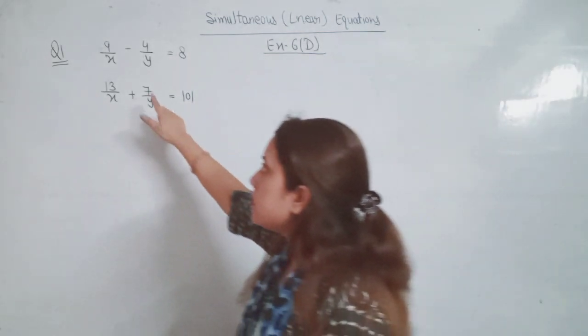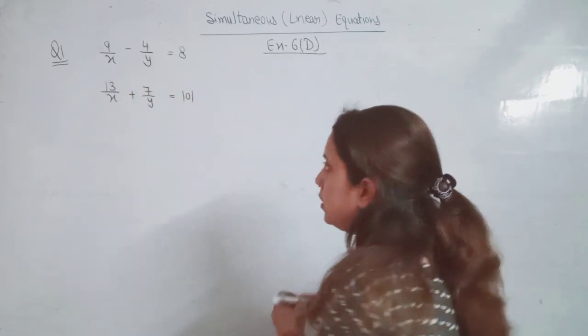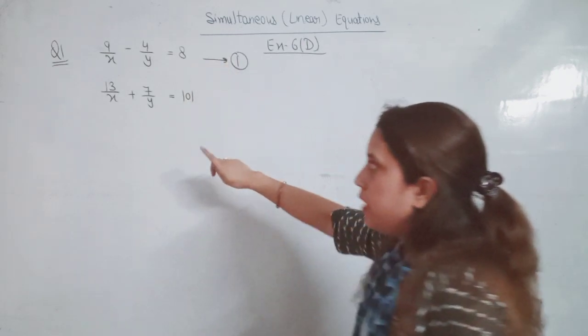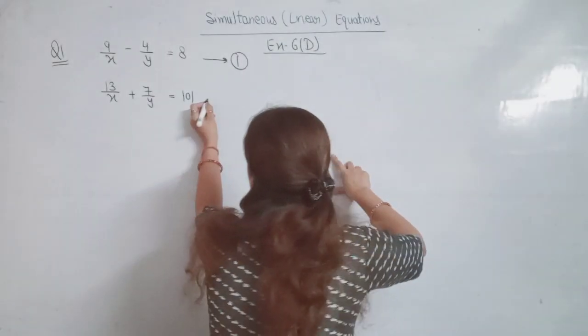The question is 9 upon x minus 4 upon y is equal to 8. This is equation first. And 13 upon x plus 7 upon y is equal to 101 is equation second.